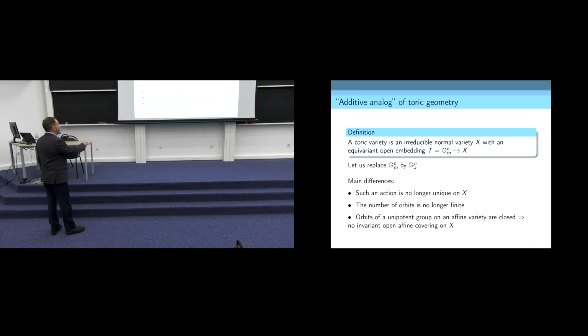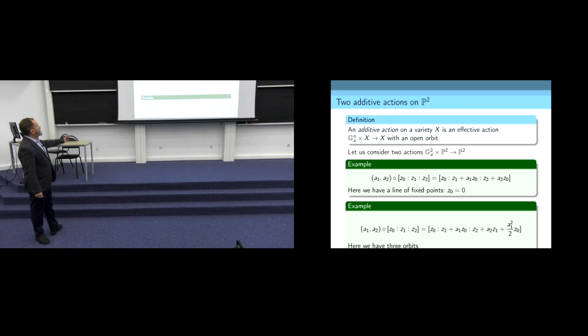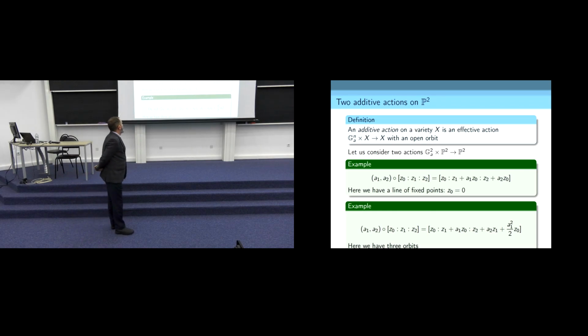So let me give corresponding examples. Here it is. I define my main object. I will say that an additive action on a variety X is an effective action of my vector group with an open orbit. I don't know whether it's a good term or not, additive action. Some people say additive structure, some people say vector group structure or vector group compactification. But a term like toric variety is a bad term in this context, because as I told you, the structure of a toric variety is unique, and here you may have different additive actions on one variety. And this is an example.